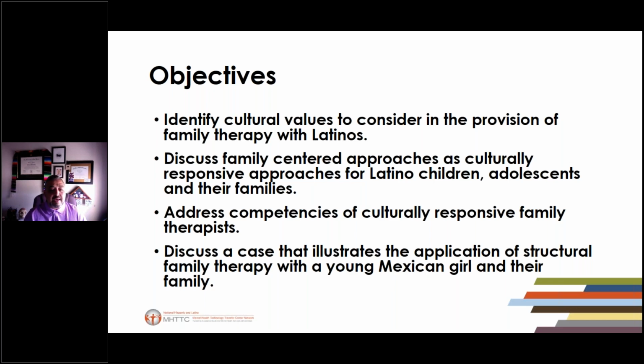And then the last one, discuss a case, and that's what we'll have here at the end, that illustrates the application of structural family therapy with a young Mexican girl and their family. Next slide, please.